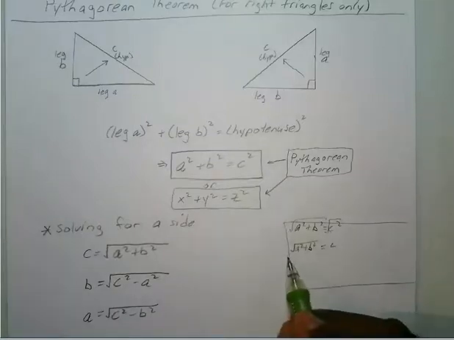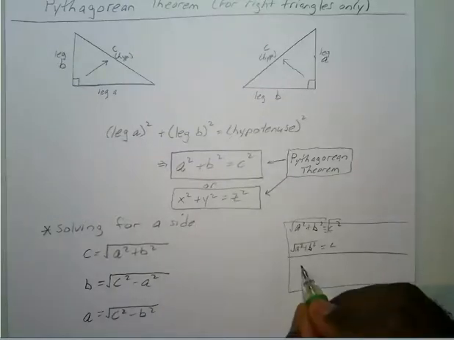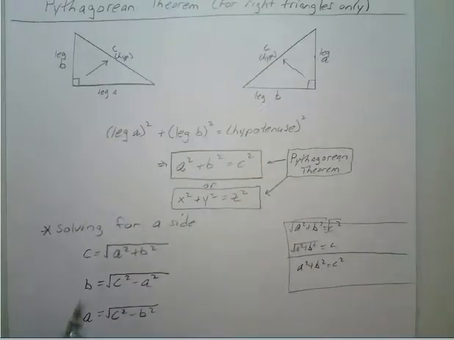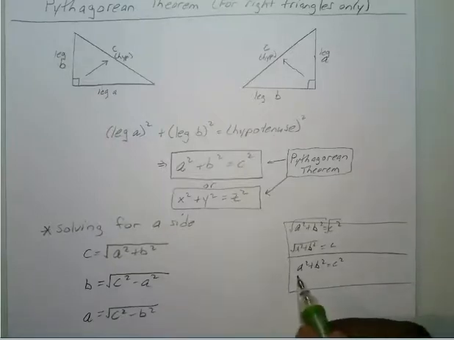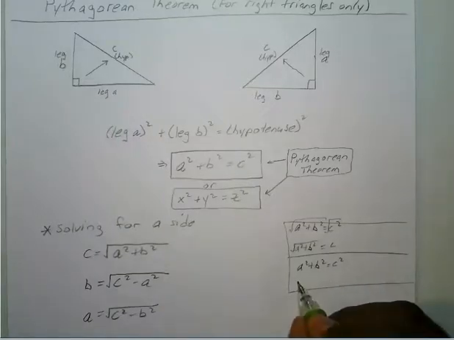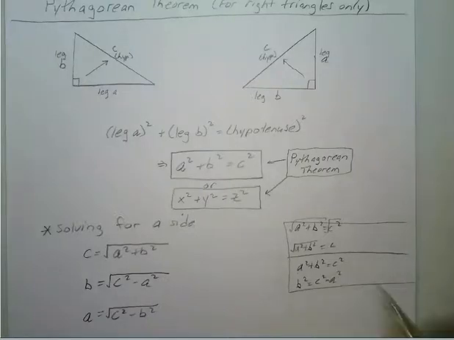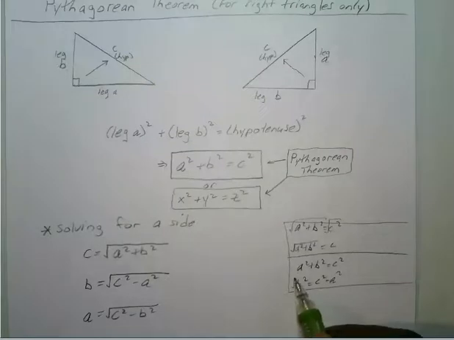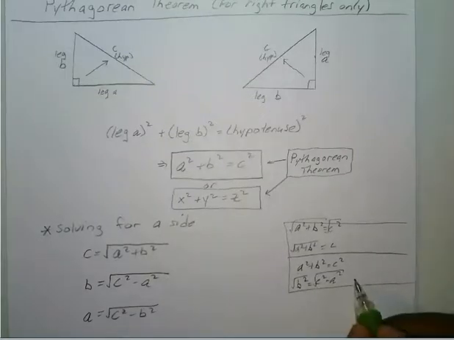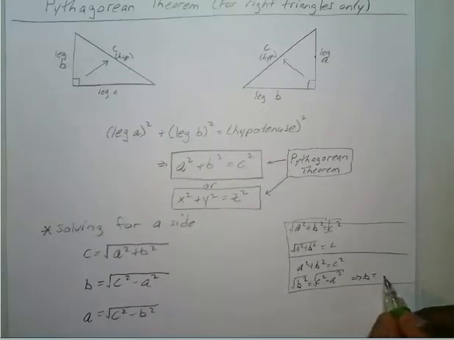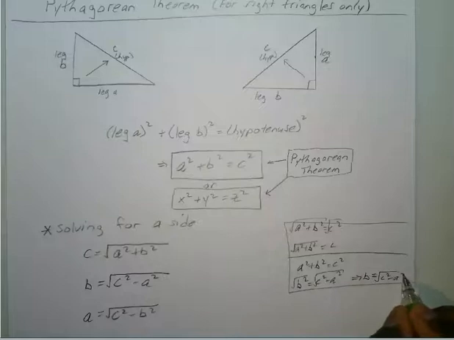Okay. What if you wanted to solve for side B? Starting with A squared plus B squared equals C squared, you'd want to get the B squared by itself by subtracting A squared from both sides. So you have B squared equals C squared minus A squared. And again, if you square root both sides, the square root of B squared is just B. So B equals the square root of C squared minus A squared.